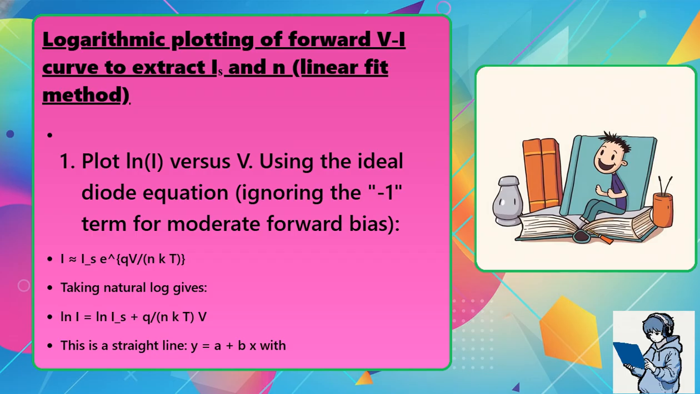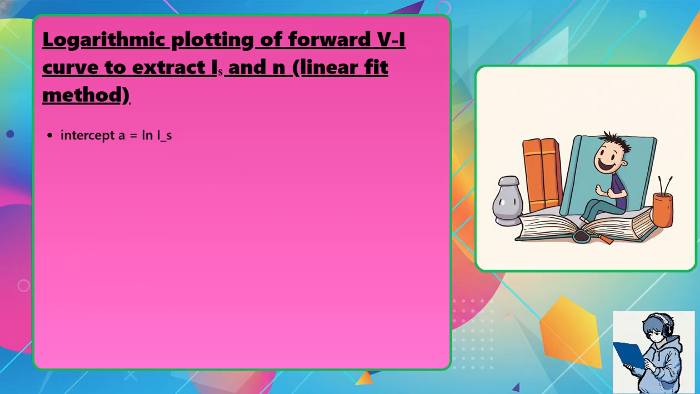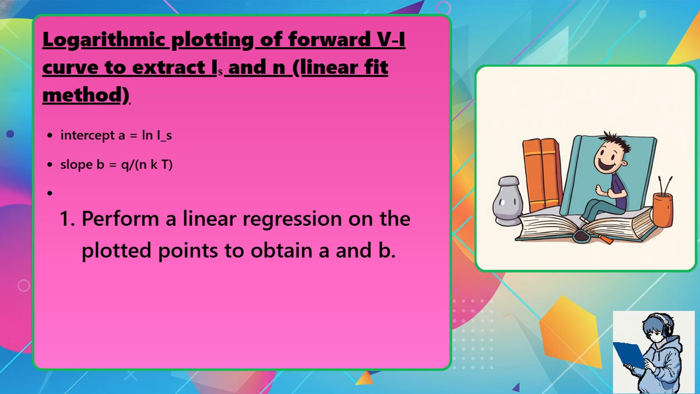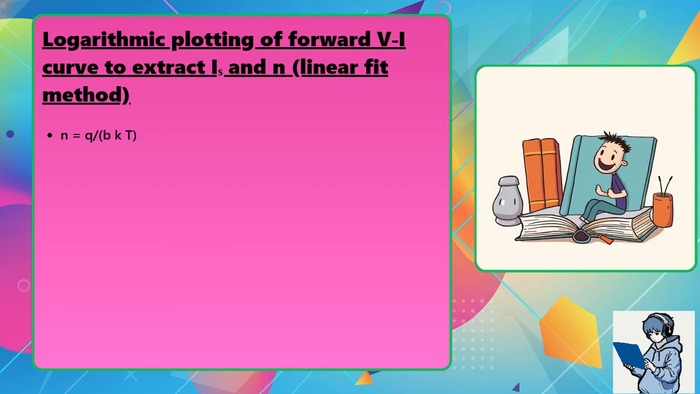This is a straight line, y equals a plus bx, with intercept A equals natural log of I sub S. Slope B equals Q divided by NkT. Step 3: perform a linear regression on the plotted points to obtain A and B. Step 4: compute I sub S equals e raised to the power of A. N equals Q divided by BkT.